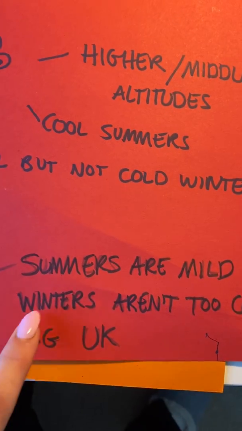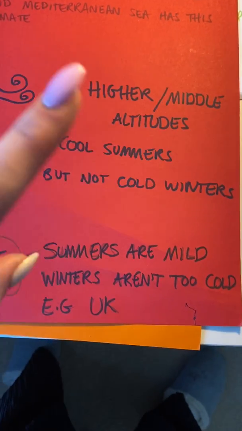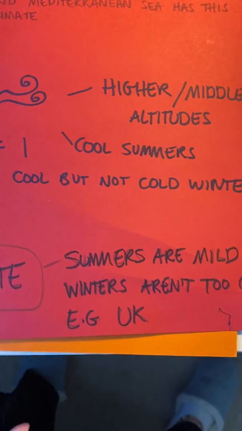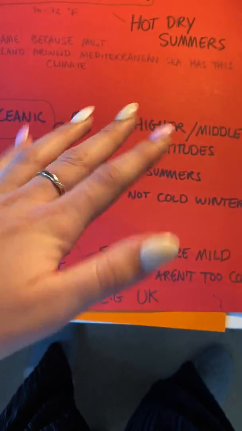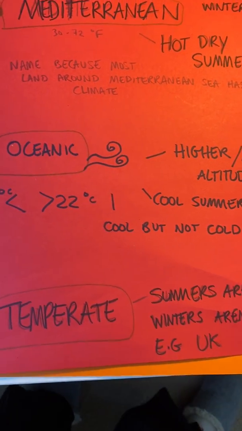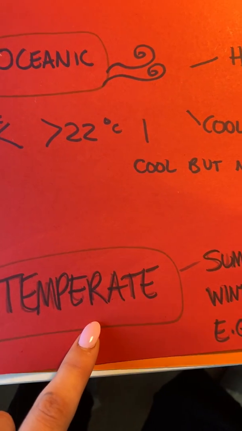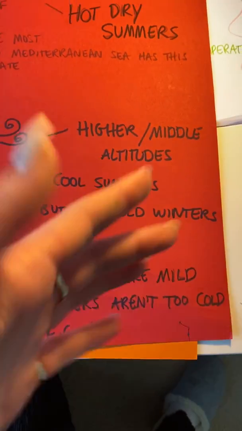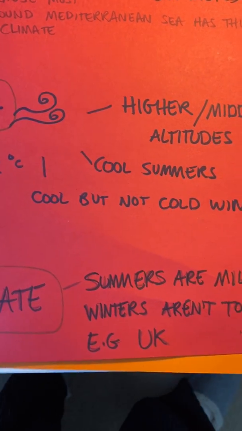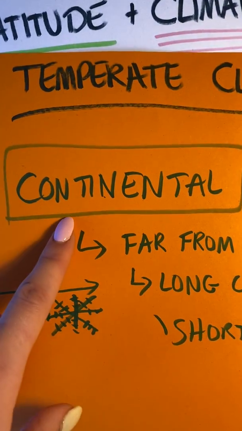Great. And example number three of temperate climates is temperate. Now these, the summers are mild, the winters aren't too cold. So an example is England, where I live, because the summers are okay and the winters are not too cold, but cold. So that is temperate. Summers are mild and winters aren't too cold, just like England.